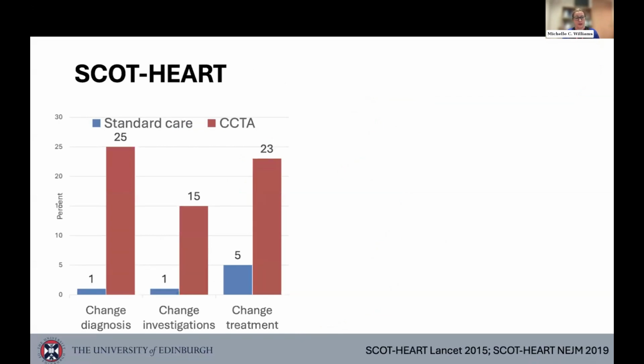The initial results of the Scott-Hart trial showed that we changed the diagnosis in a quarter of the patients, and this included both cancelling invasive angiograms and medical therapy for people who had normal coronary arteries, and also starting patients on new preventative therapy or organising further testing if they did have coronary artery disease. We changed the investigations in 15% of patients. That was a lot of cancelling of invasive coronary angiograms and functional testing for people who didn't need it. And we changed the treatment in 23% of patients.